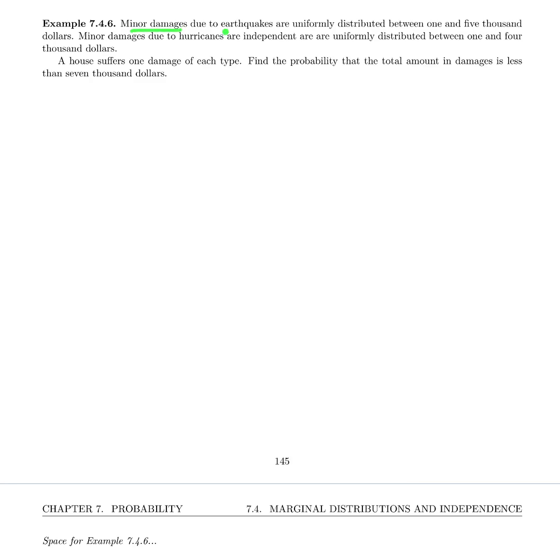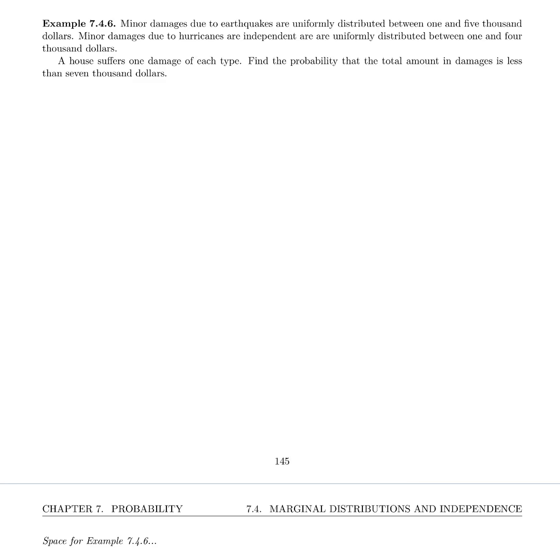Minor damages due to earthquakes are uniformly distributed between $1 and $5,000. Minor damages due to hurricanes are independent from the minor damages due to earthquakes and are uniformly distributed between $1 and $4,000. A house suffers one damage of each type. Find the probability that the total amount in damages is less than $7,000.